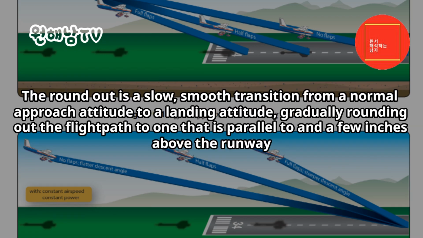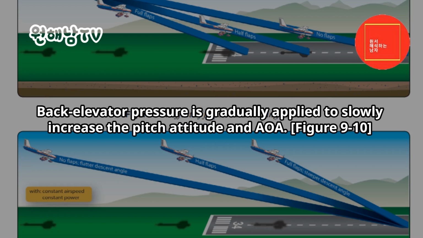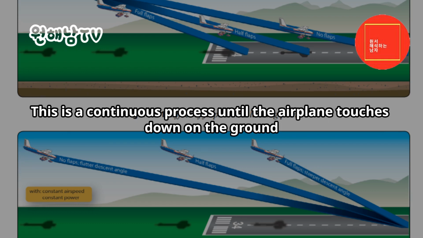Round out, flare. The round out is a slow, smooth transition from a normal approach attitude to a landing attitude, gradually rounding out the flight path to one that is parallel to and a few inches above the runway. When the airplane approaches 10 to 20 feet above the ground in a normal descent, the round out or flare is started. Back elevator pressure is gradually applied to slowly increase the pitch attitude and AOA. Figure 9-10. The AOA is increased at a rate that allows the airplane to continue settling slowly as forward speed decreases. This is a continuous process until the airplane touches down on the ground.